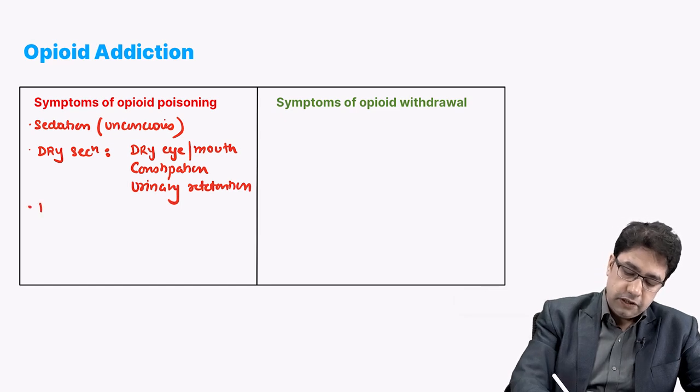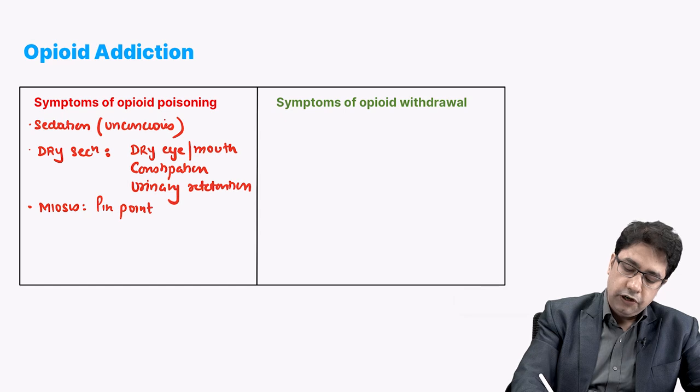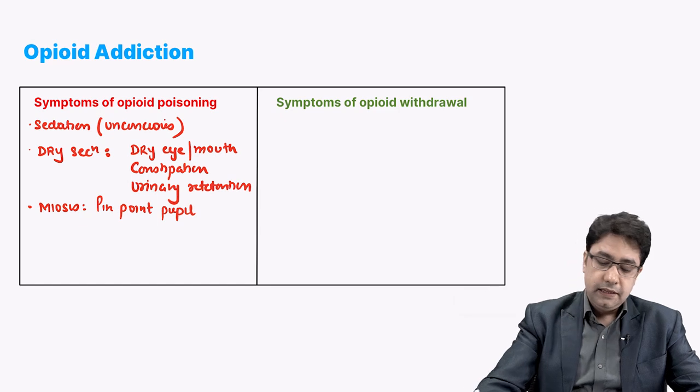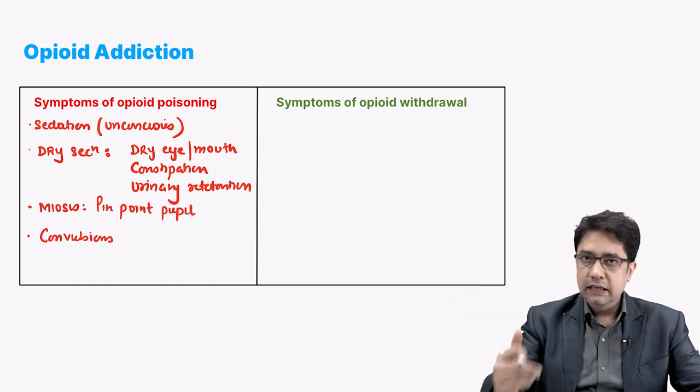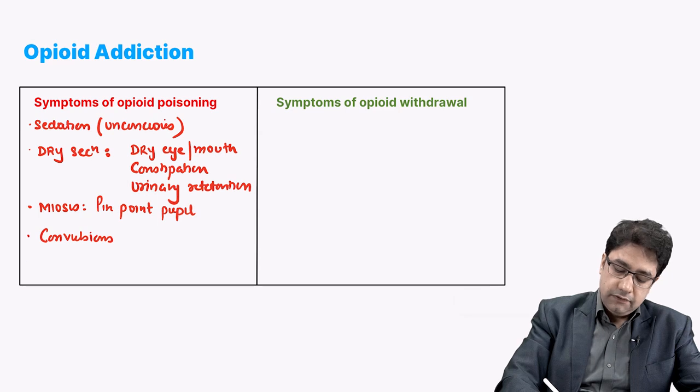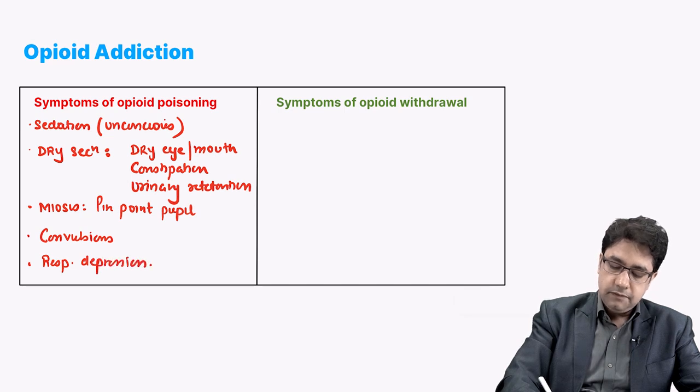Third point, the patient will have miosis, and this will be written in your question as pinpoint pupil. Pinpoint pupil. Now, the patient can have convulsions as well because of delta receptors. And lastly, what is the cause of death? The cause of death is respiratory depression.